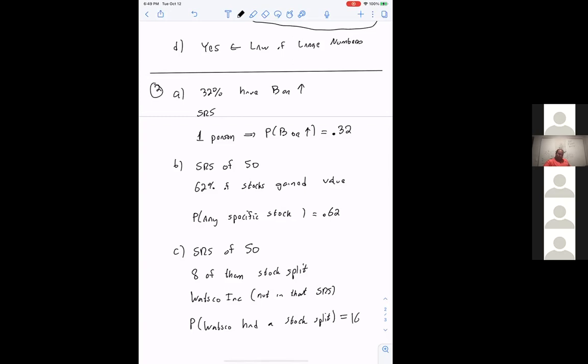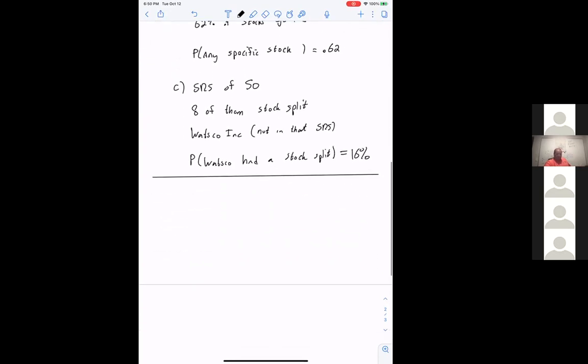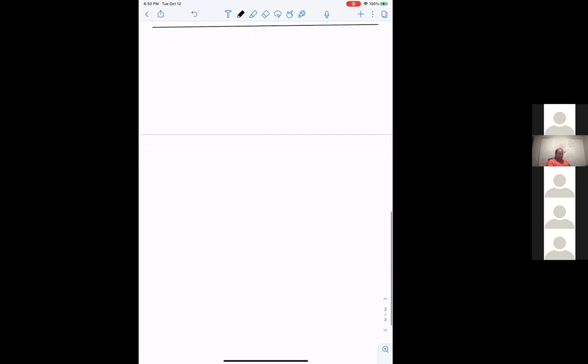16%. 8 out of 50, 16 over 100, 16%. In other words, the sample gave us a 16% stock split likelihood. If I take any one company, then that's the best estimate I have for how likely it is that a company would do a stock split. That's what the SRS does. That's why I take a sample in the first place, because I want to infer something about the population from it. Does that make sense? Yes. All right, question number 3.